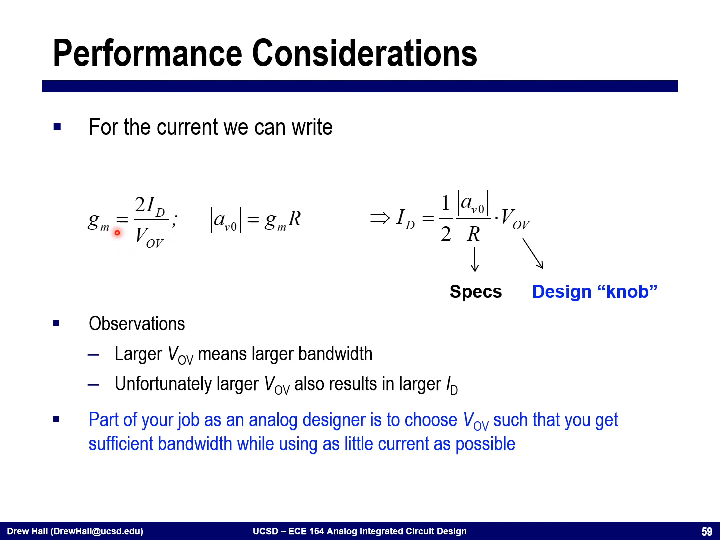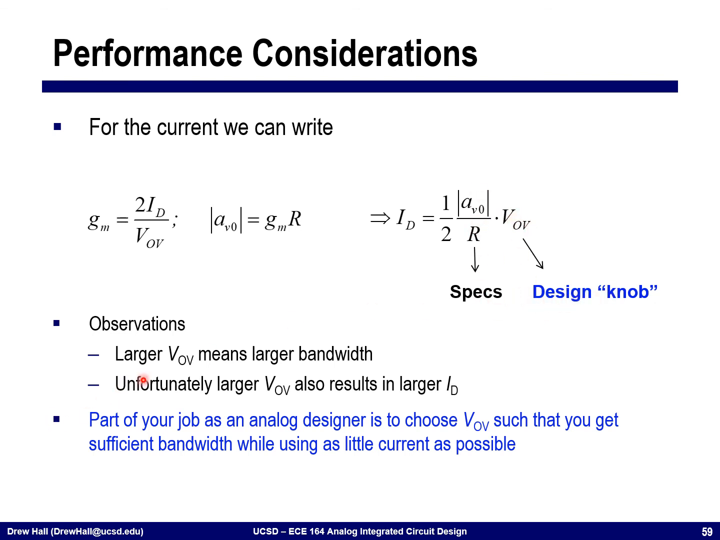And so if we look at this from a GM over ID methodology, we can write that GM is equal to 2ID over VOV. Again, the gain of the circuit is equal to GM times R. And so the current is equal to 1/2 times the gain divided by R. This is to get GM times VOV. Okay, again, specs, design knob.